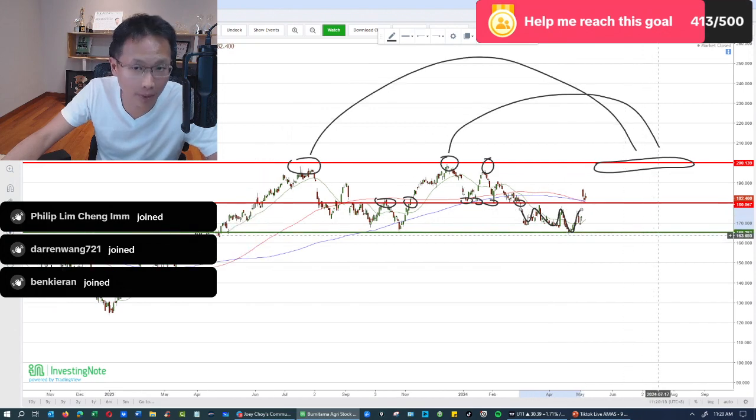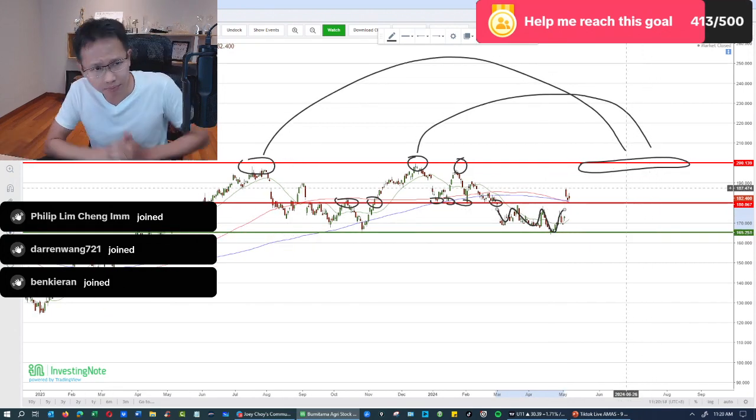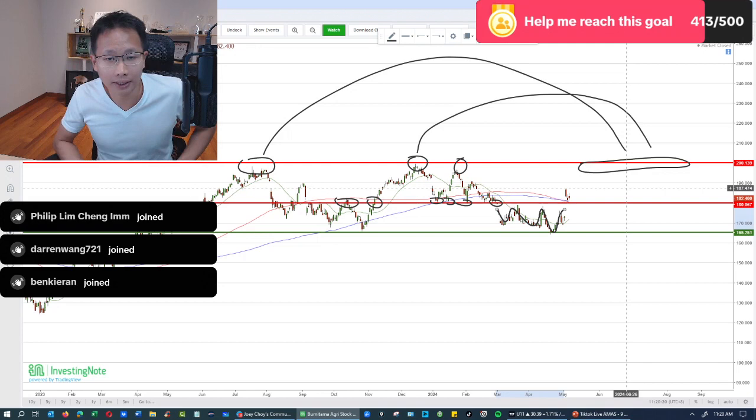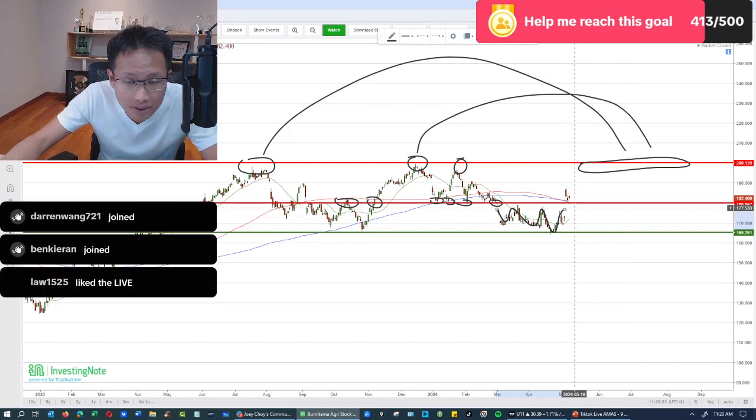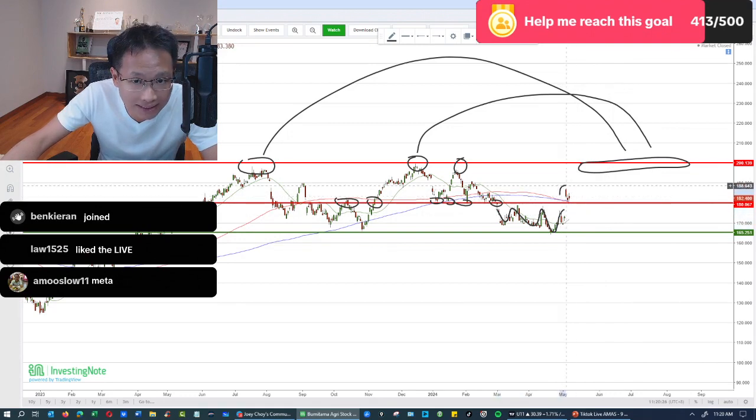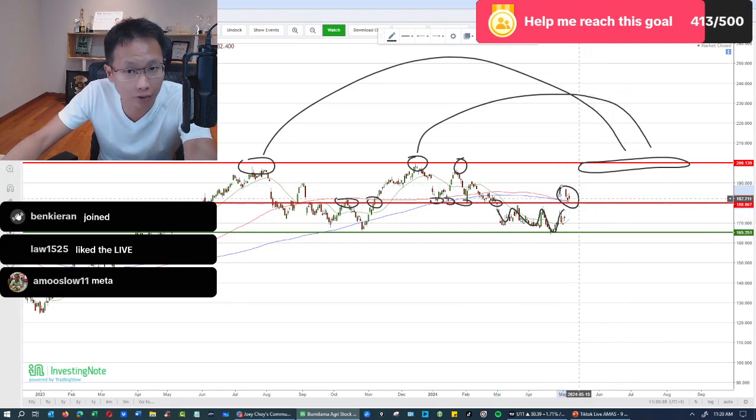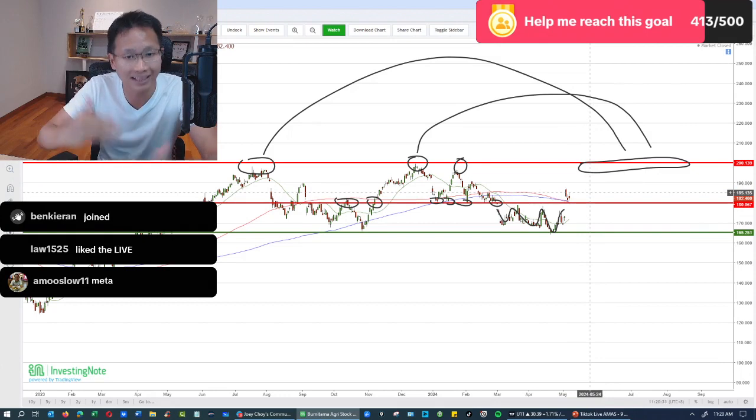But finally, over the past week, I think there's some news coming out as well for Apple. I think they're doing a share buyback. You can see that we have managed to go above the 180 level. So that is a good thing. It shows we are actually getting out of the 180 range.